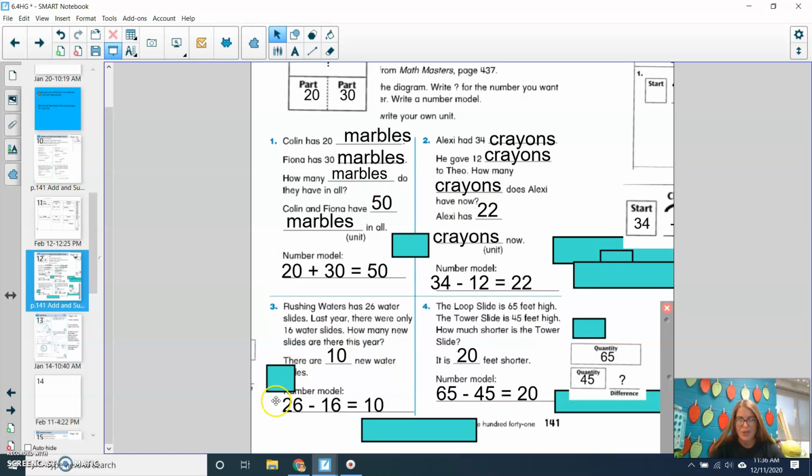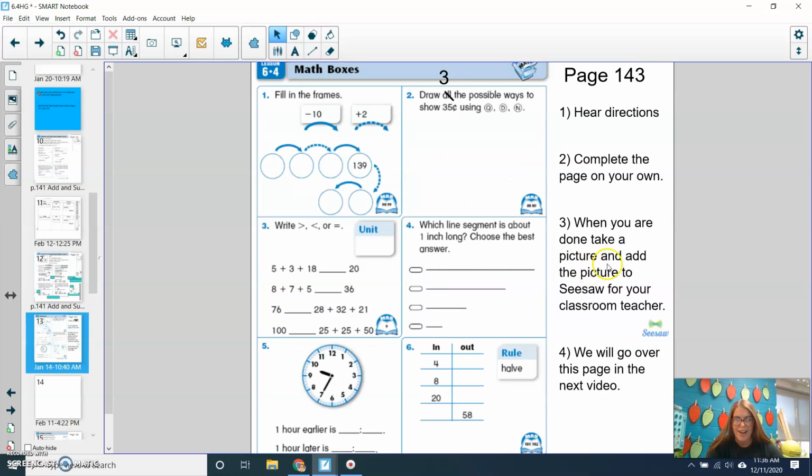Double check to make sure that you have your page correct before moving on to math boxes. All right, so today, if you could complete math box page 143, I did change this direction to just 3 ways for 35 cents. And then when you're all done, take a picture and add it to Seesaw. We will go over this page in our next video.